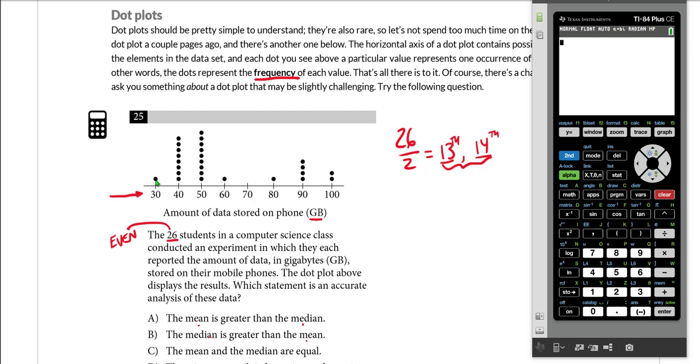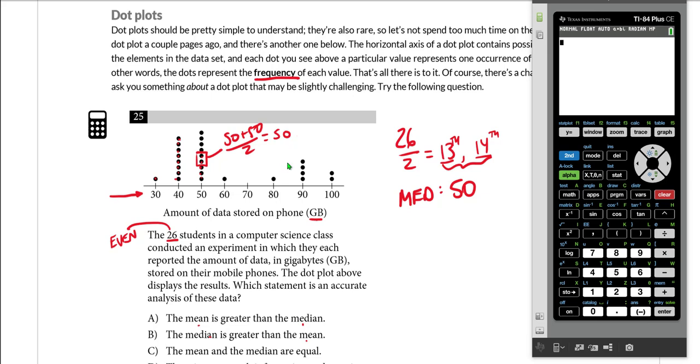So now I'm just going to start counting out these dots. 1, 2, 3, 4, 5, 6, 7, 8, 9, 10, 11, 12, 13. So the 13th and 14th, they're both going to be 50s, which means my median is going to be 50 as well. In other words, my average of these two, obviously I don't have to write this down, but I'm going to. 50 plus 50 divided by 2 is 100 divided by 2, which is 50. So I know that my median is 50.